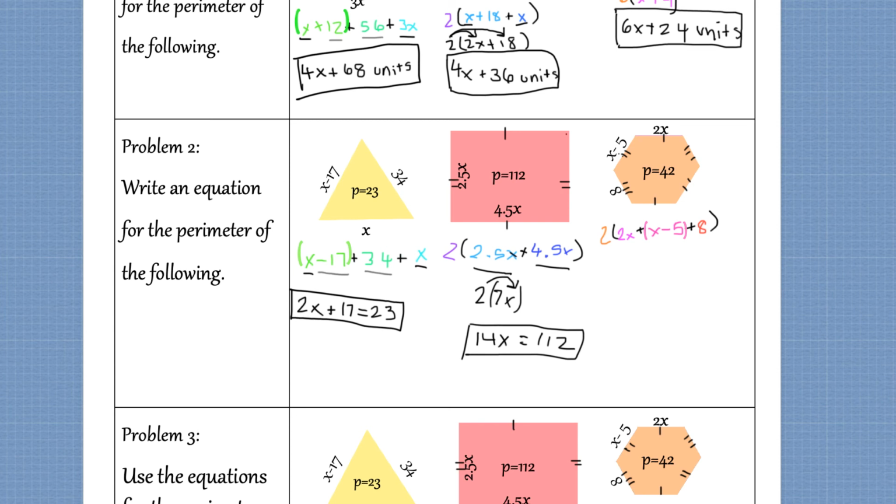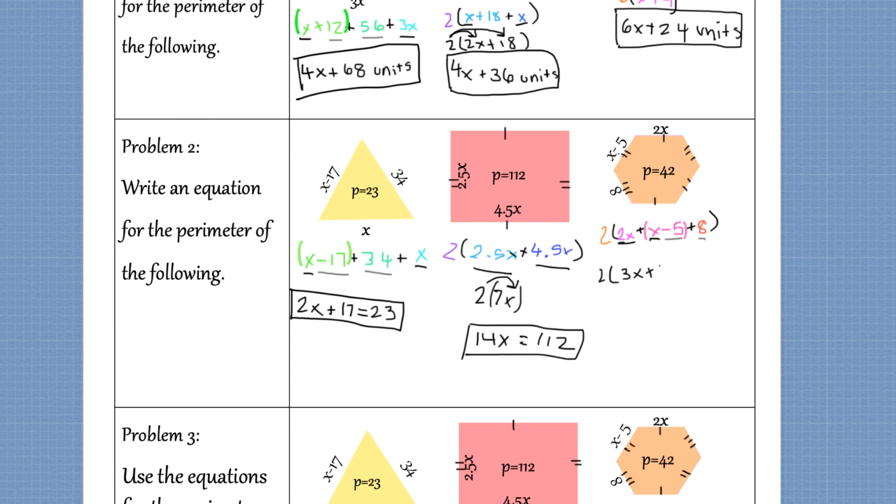And so first we're just going to add all of the like terms inside the parentheses. I'm going to start with the variables. So for the variables, we have 2x and the positive x over here. And so 2x plus x is equal to 3x. And then we're going to add the constant terms, which is the -5 right here, and the 8. And so -5 plus 8 is equal to positive 3.